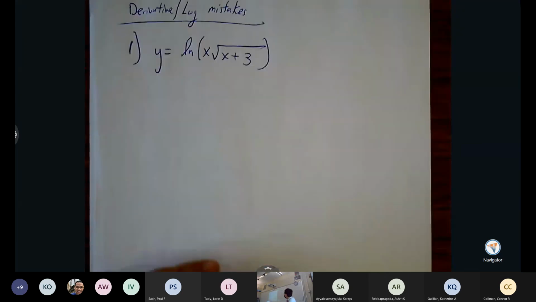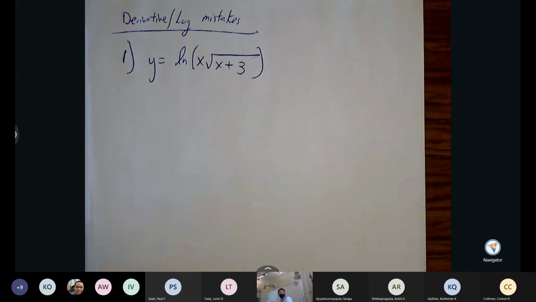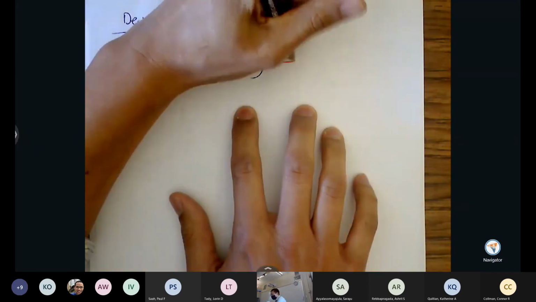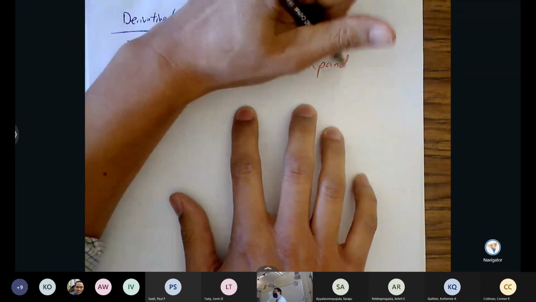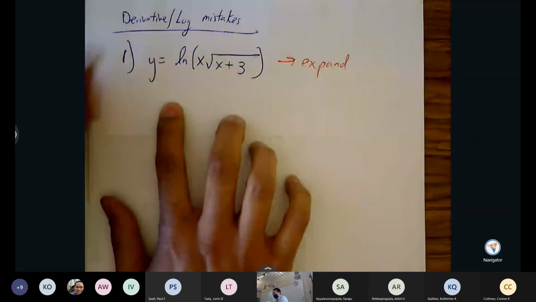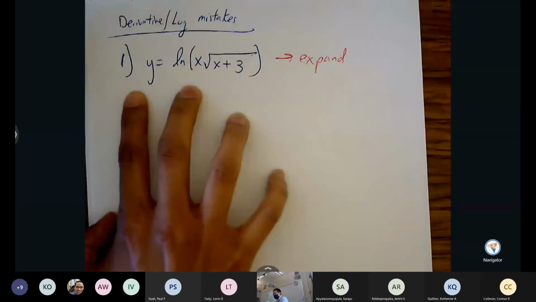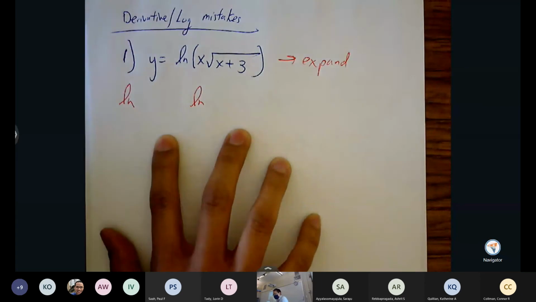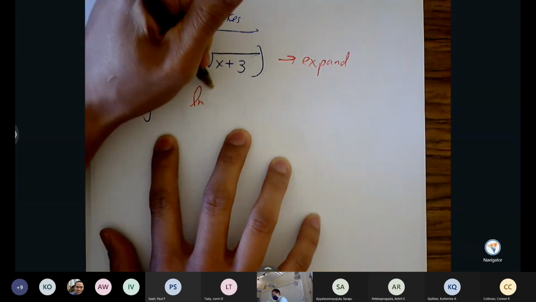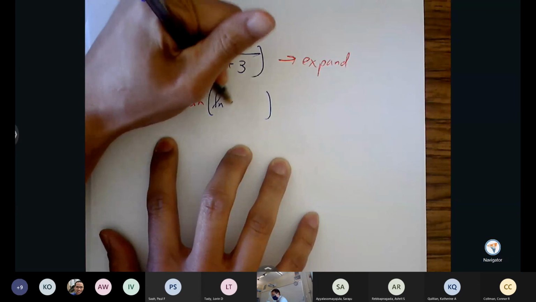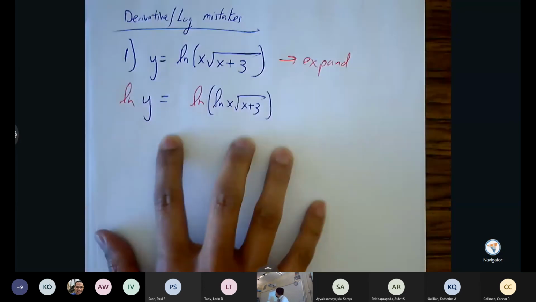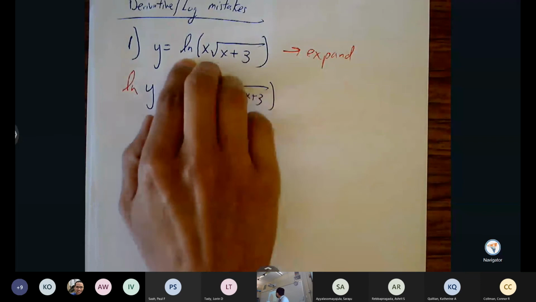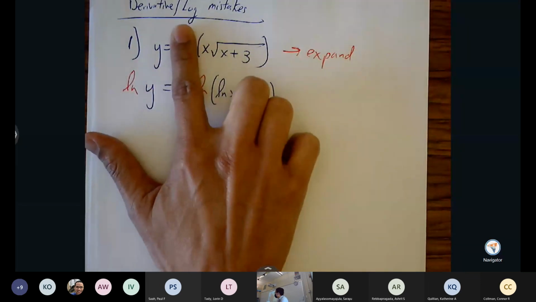If I asked you to find a derivative, what would you do first? Yeah, you would expand, right? And then once you expand, then you do u prime over u, right? So that's the correct process. What I see some students do is this. They would take the natural log of both sides, and they would involve log differentiation. So we don't want to do that because then you're complicating the problem, right? We only do log differentiation if there are no logs in the problem. If there are no logs in the problem, then you can do log differentiation.